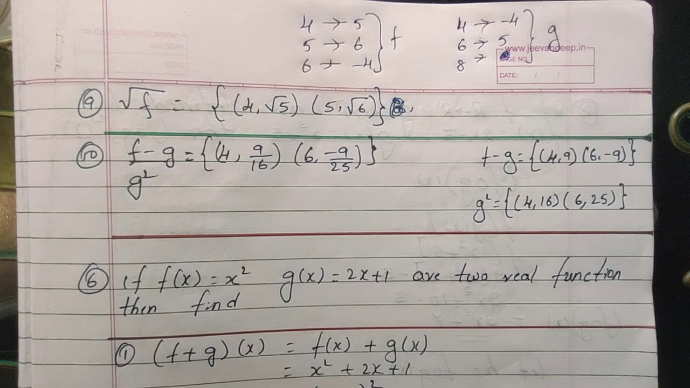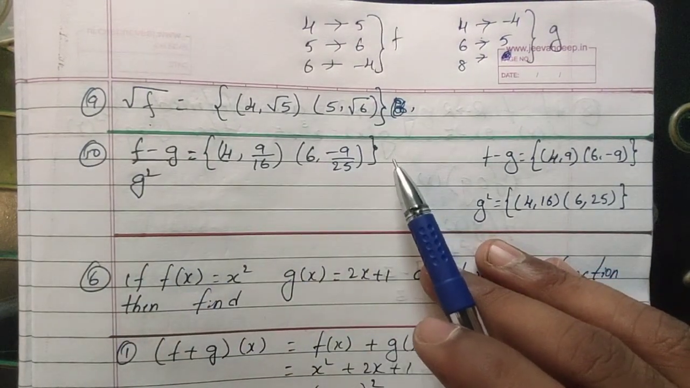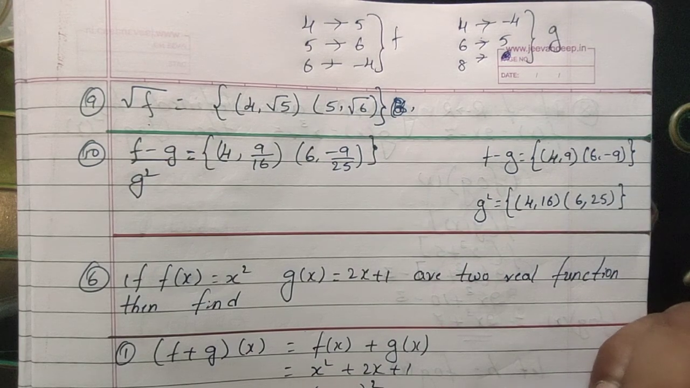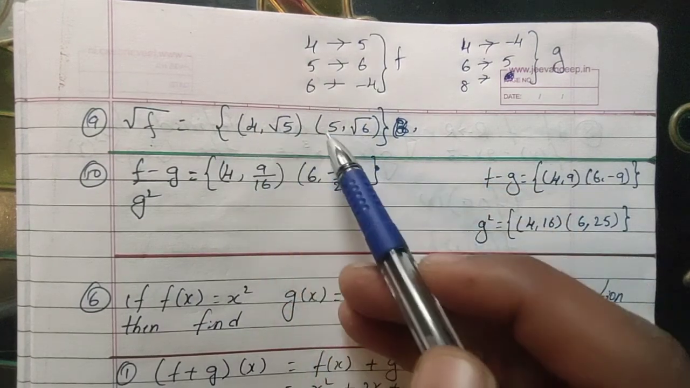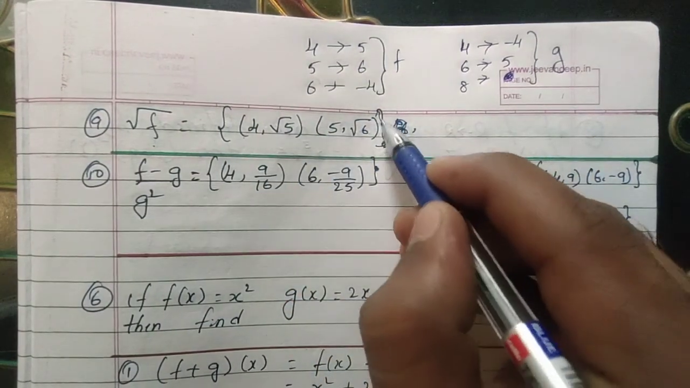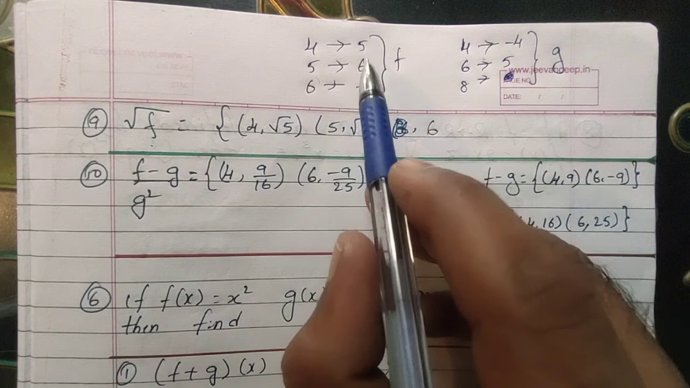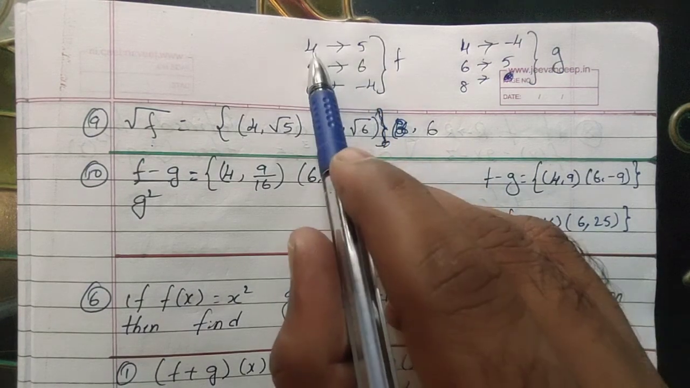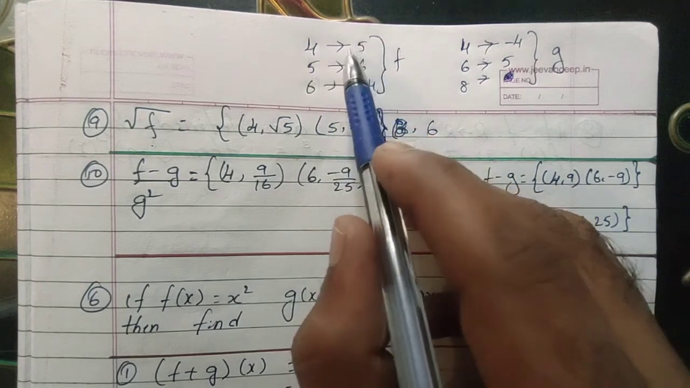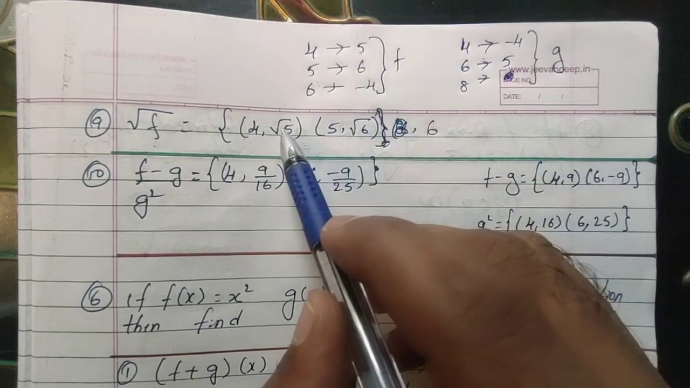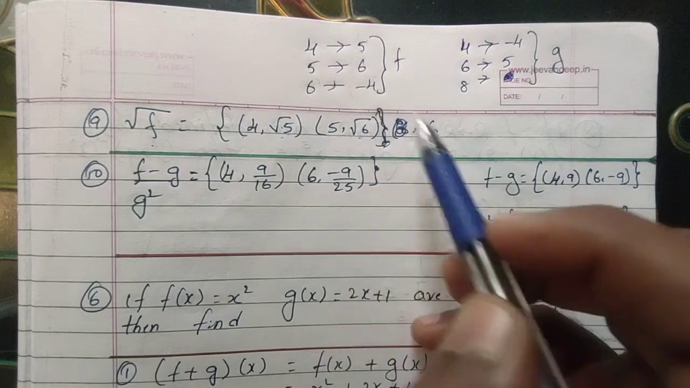Yeah. Question number 9. Square root of f. Here we need to take f function 4, 5, 6. I took only 4 and 5. Sorry. Even 6 we need to take because only f we are doing. F function when the domain is 4, range is 5. Square root of f means for this range we should find the square root. Root 5 we don't have. Root 6 we don't have. Here square root of minus 4. Can you define?